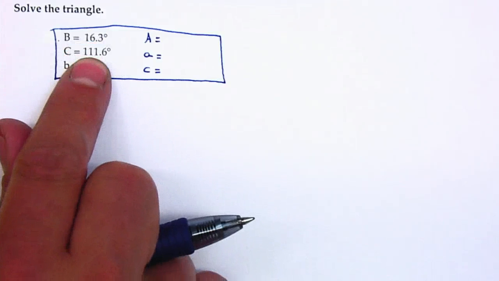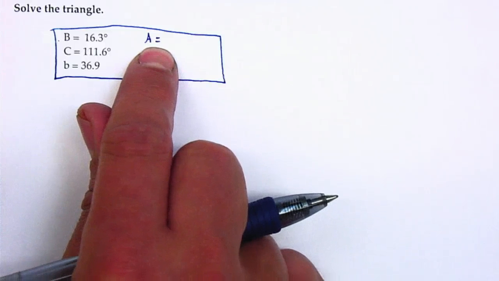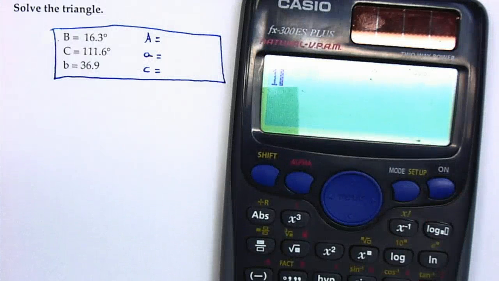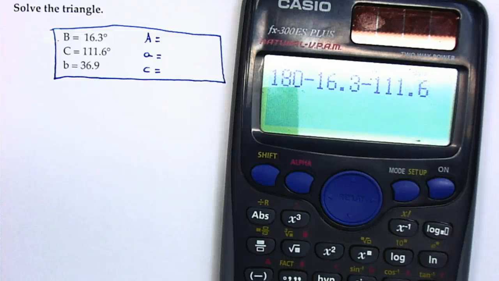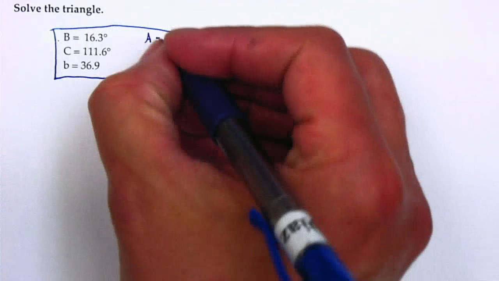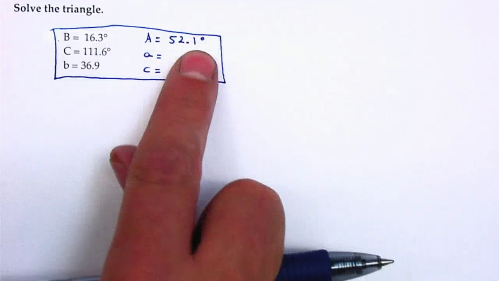Since they give you two angles, it is easier to find the missing angle first. We know that all three angles add up to 180, so we can subtract 180 minus 16.3 minus 111.6, and that will give me 52.1. So angle A will be 52.1 degrees. Don't forget your degree signs.